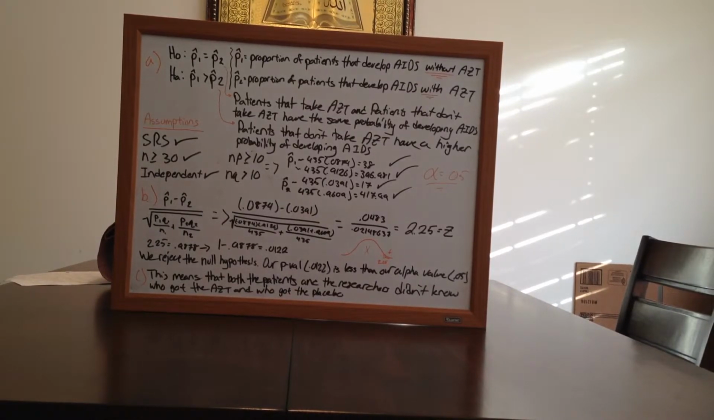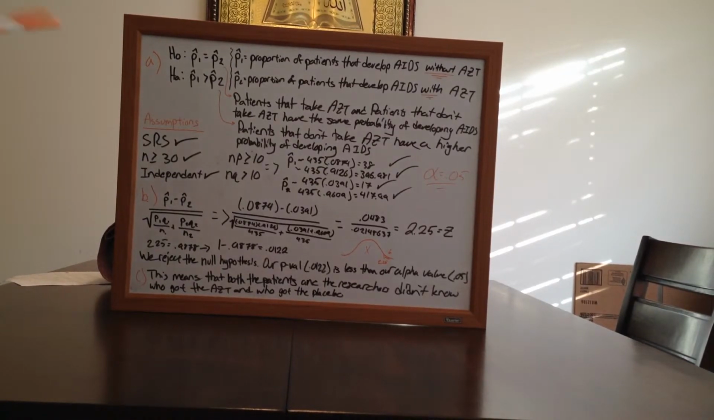And we move on to our assumptions. So, SRS, not really an assumption, it already tells us that the study assigned 435 of the subjects at random, so it's an SRS. And our number is more than 30, because there's 435 in each sample. And yes, they are independent.